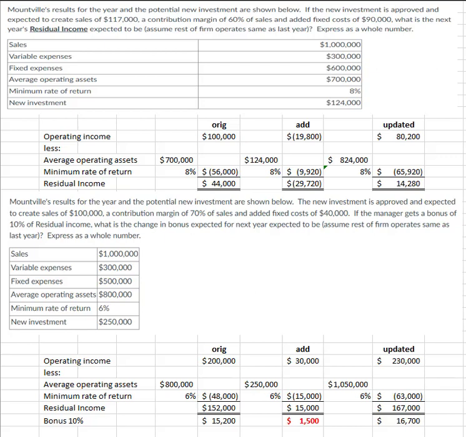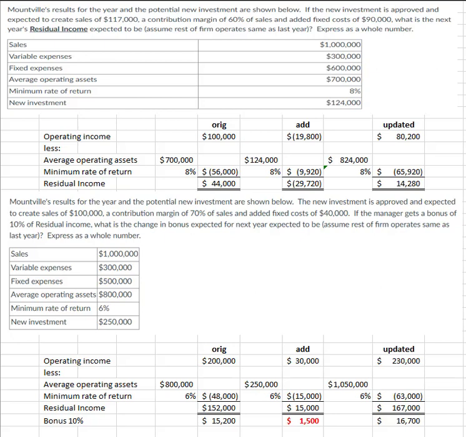Hi, everybody. I wanted to go over these two different versions of the Mountville's problem. The first one is residual income, and the other is what is the change in bonus? And that's based on 10% of residual income. So it's actually the same problem with just one little twist at the end, which is to figure out 10% of residual income. So there's more than one strategy to this.